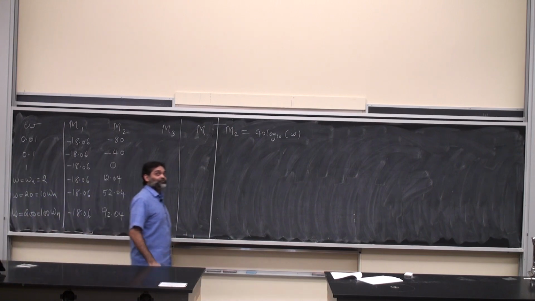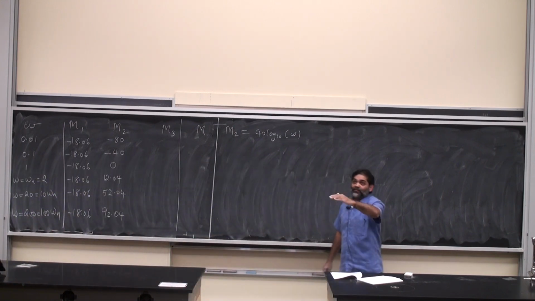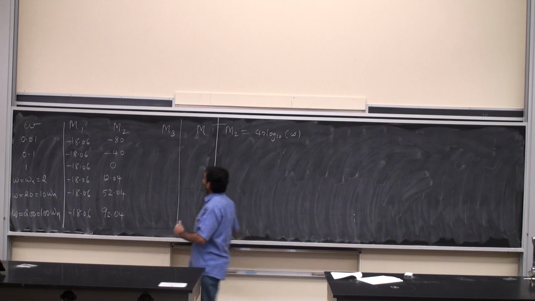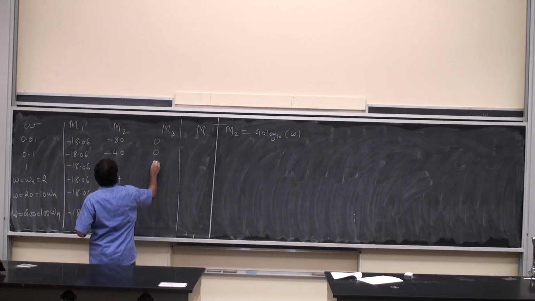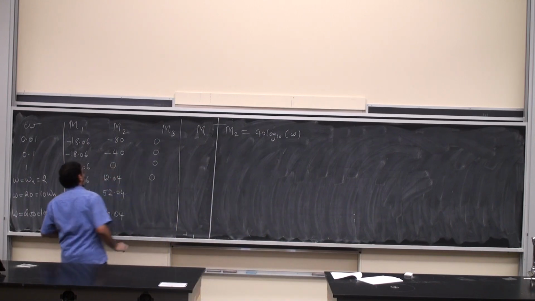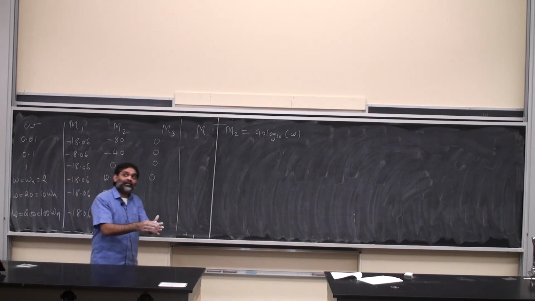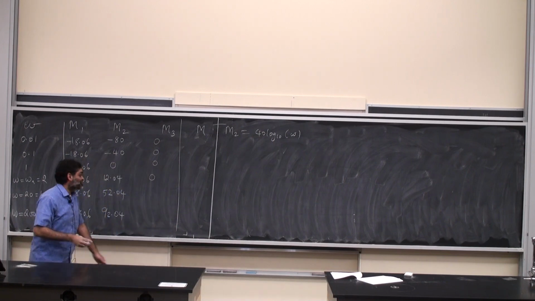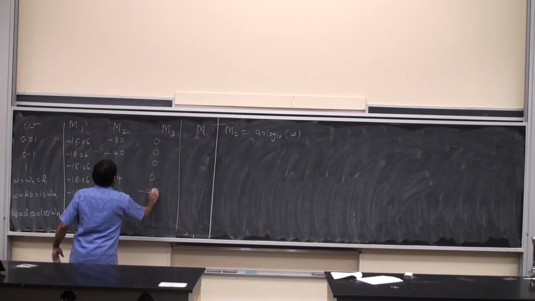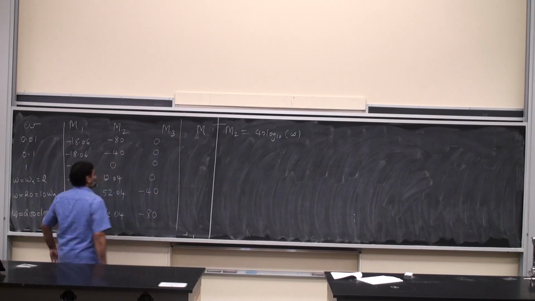M3 is simple. M3 low all the way to omega n is 0. So the first few entries are 0. Then right after I pass omega n, for every increase of a decade over omega n, I see a drop of 40 decibels. So that's minus 40, minus 80.